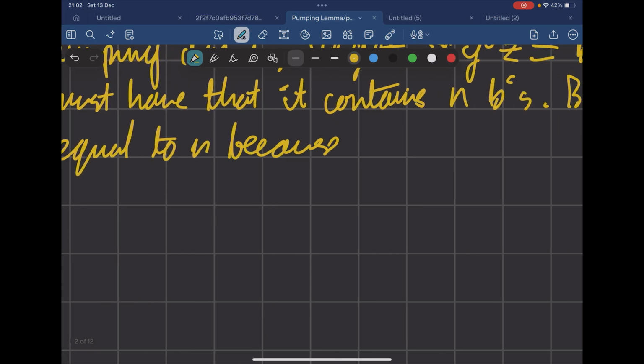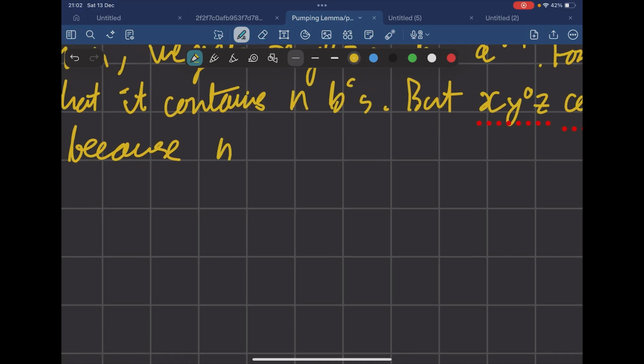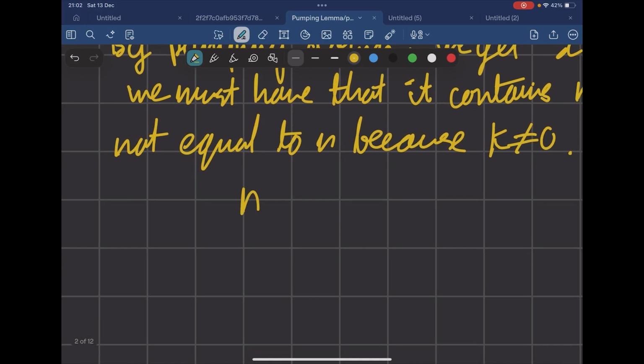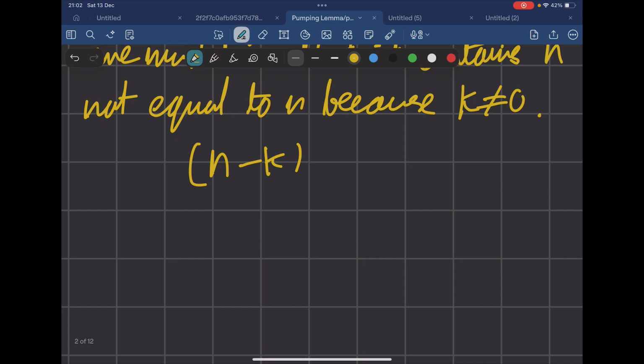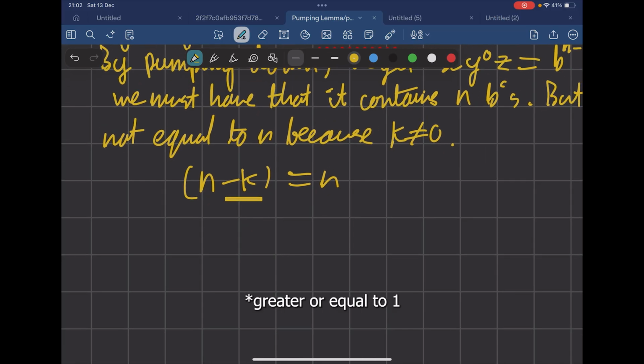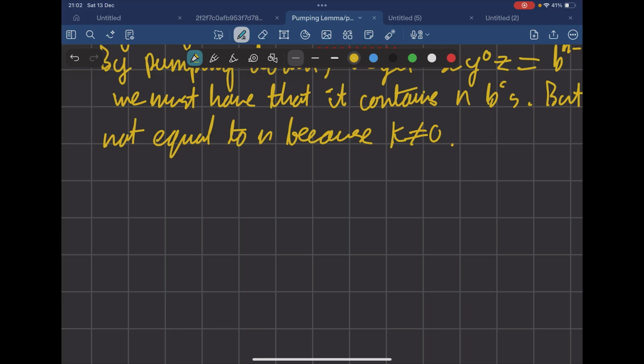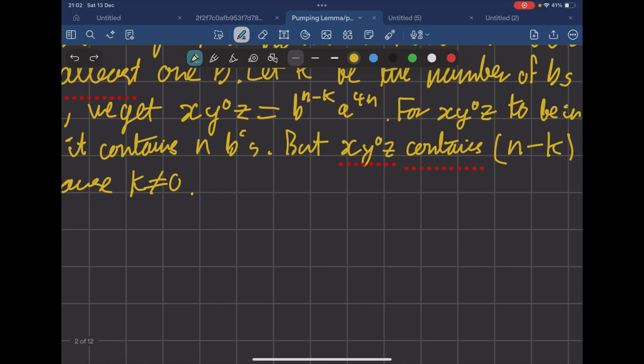Because k is greater than or equal to 1, in other words, k is not equal to 0. So we have n minus k b's. For this to be equal to n, we must have that k equals 0. But k cannot be 0 because it's greater than or equal to 1. So therefore, we know that it's not equal to n. So therefore, xy^0z is not in the language because we don't have 4 times as many a's as b's.